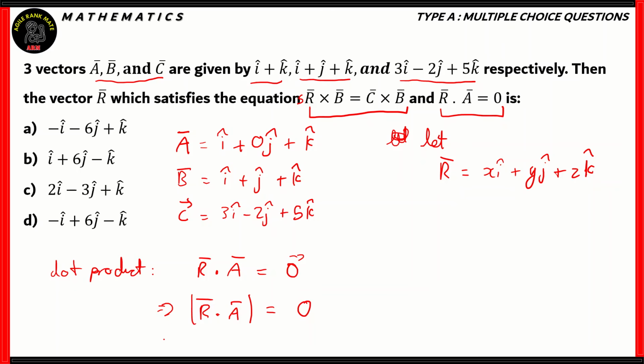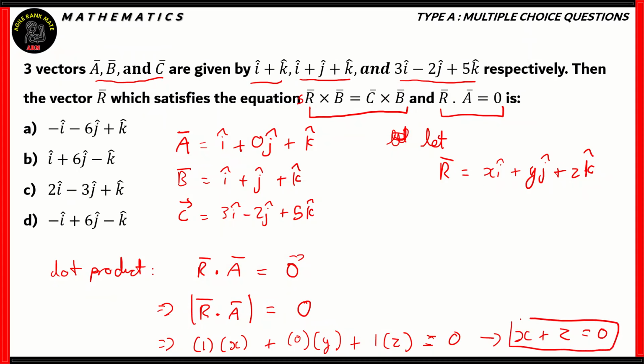Now the dot product of any two vectors is found by multiplying their x coefficients, y coefficients, and z coefficients, and then adding them together. So for vector A, it's 1. For vector r, it's x. Similarly, for the y coefficient, it's 0 times y. And for the z coefficient, it's 1 times z. All of that is equal to 0. So that gives us the equation x plus z equals 0. Now we will consider this as equation 1.